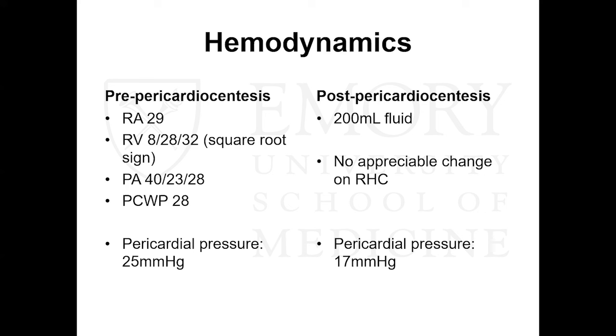So he did get a right heart cath with pericardiocentesis, as well as a left heart cath, which showed angiographically normal coronaries. But you can see over here on the left, pre-pericardiocentesis, all of these filling pressures are rather elevated and they're equilibrated throughout the 4 chambers. The RV also demonstrated the classic square root sign. He got a pericardiocentesis, and the right heart cath was reperformed. About 200 cc's were pulled off. There really wasn't any appreciable change in our hemodynamics here. We did see some improvement in our pericardial pressure.